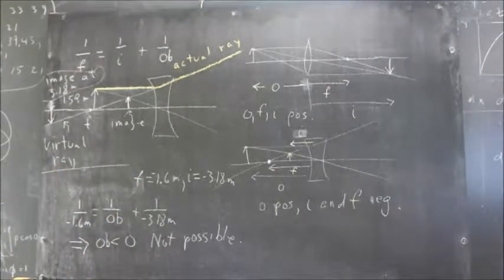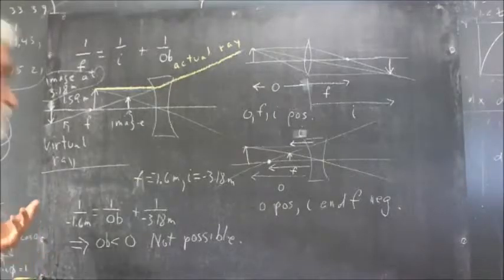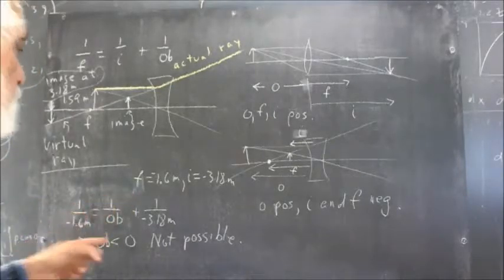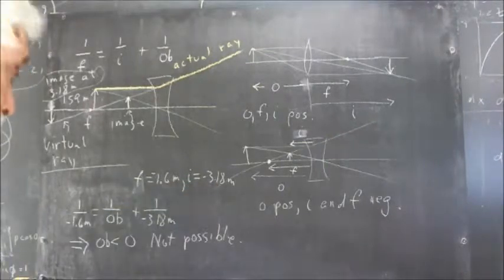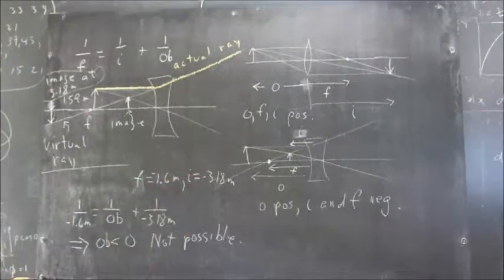Okay, so focal distance, I say, is negative 1.6 meters. Image distance, negative 3.18 meters. Now, why are these negative? Well, we have a sign convention, and you need to review that in your textbook.